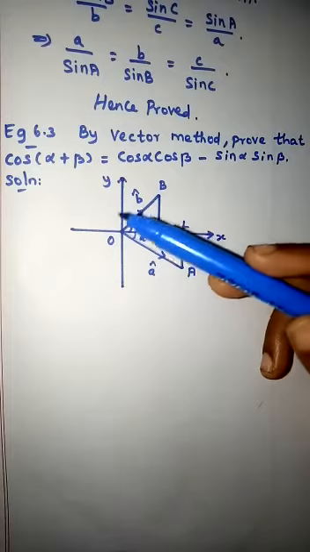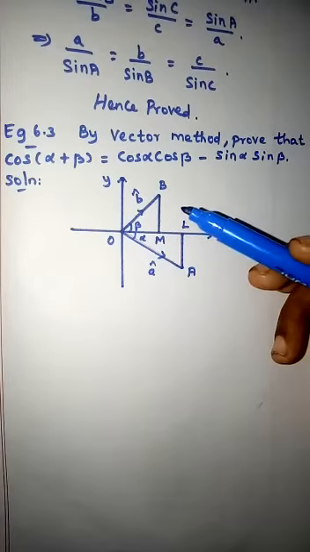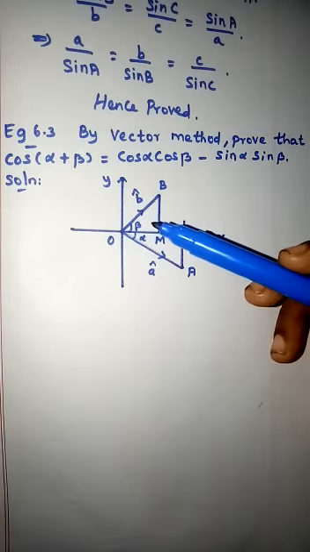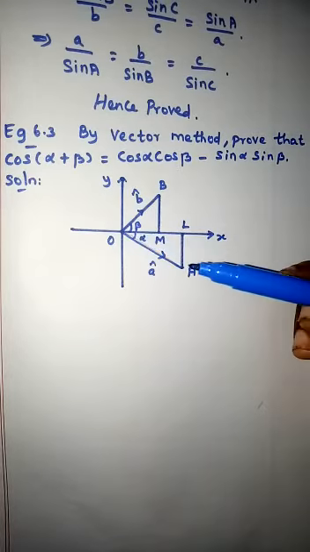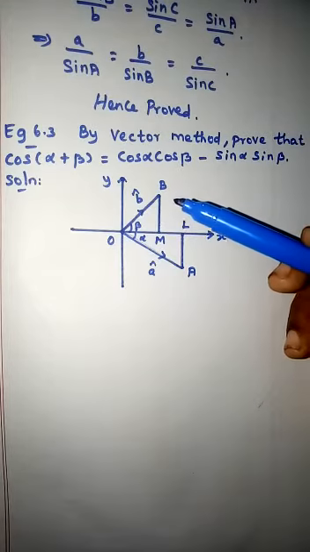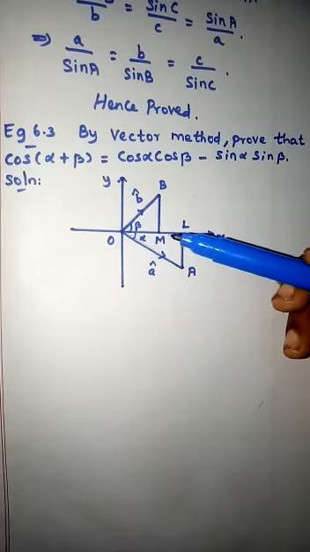Here we don't have the circle, but in the old book we have the circle. But the concept is the same. So we are taking A and B on a unit circle. So the radius will be what? 1. OA is equal to 1 unit and OB is also equal to 1 unit. Now draw perpendicular from A to L and B to M.